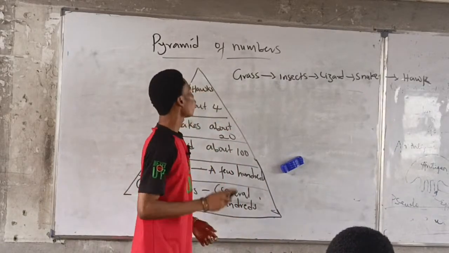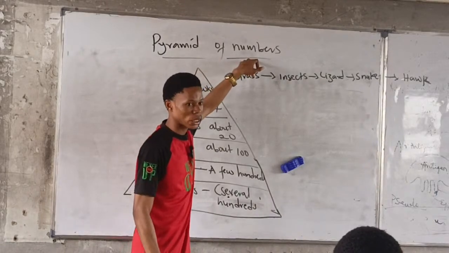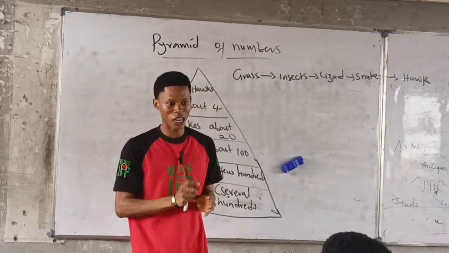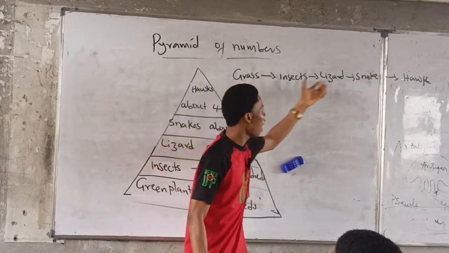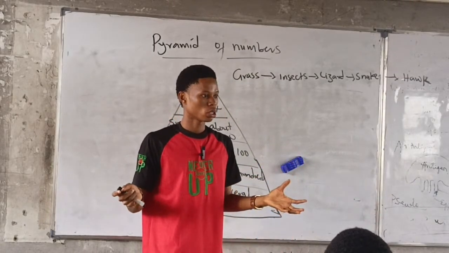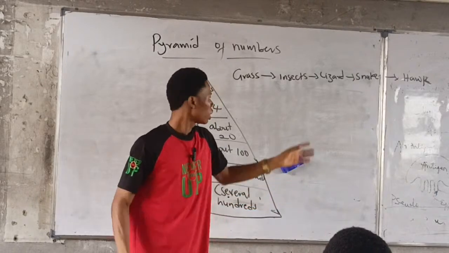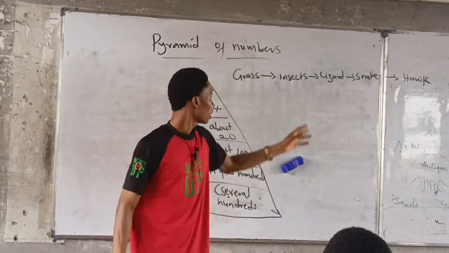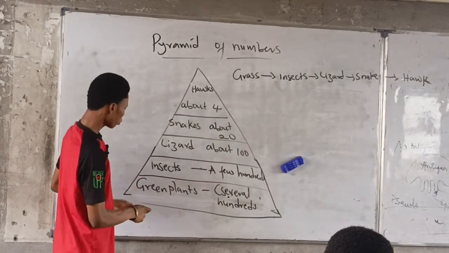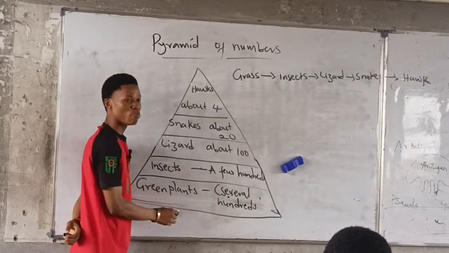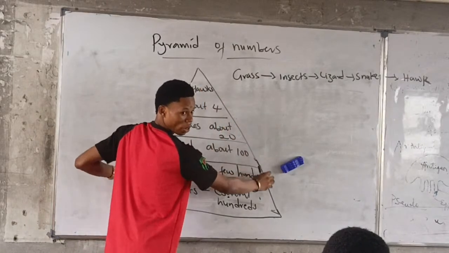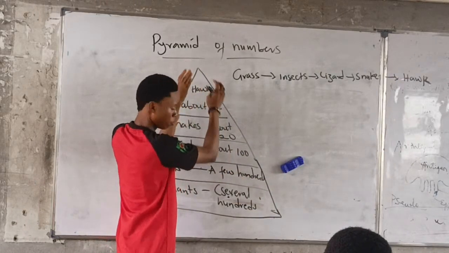Good. Now, when we talk about pyramid of numbers, we are looking at the total number of organisms in each trophic level. Among grass and hawk, which one is numerous comparatively? Grass, right? If you check the pyramid of numbers, this is a pyramid. The one at the base is getting bigger as it goes down, and smaller as it goes up.